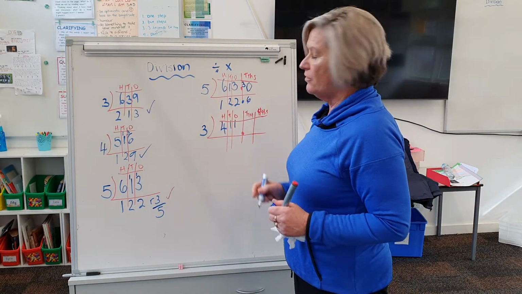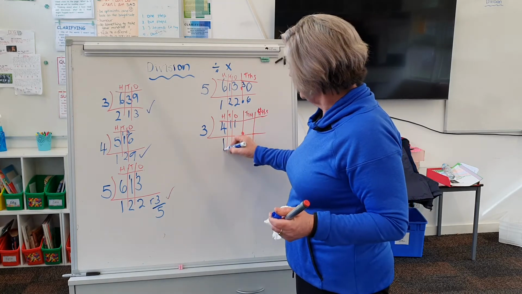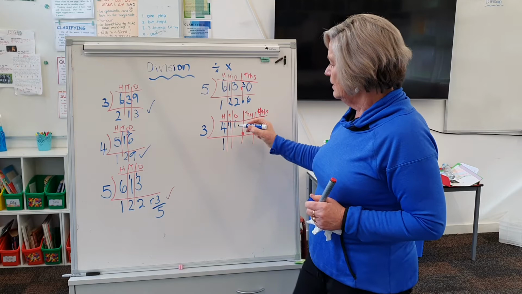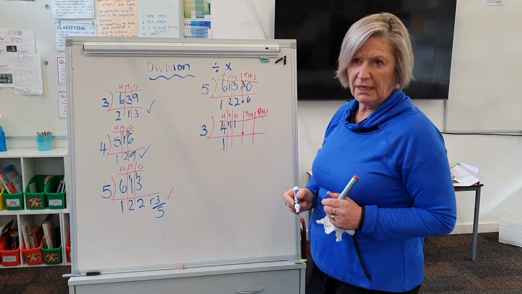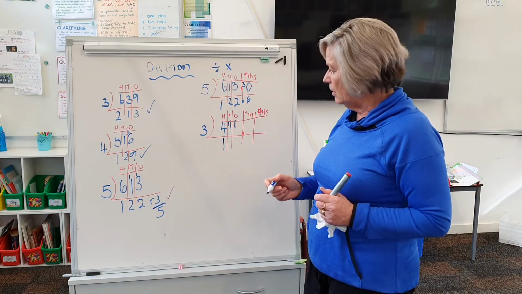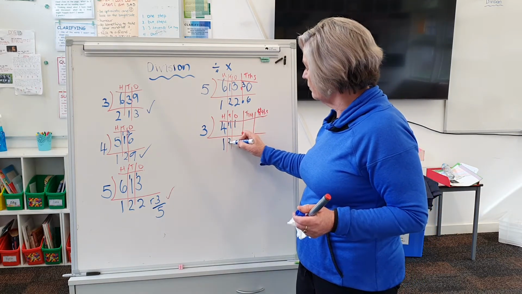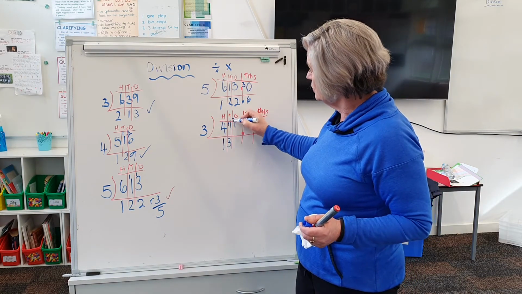4 shared between 3. Well, we know that they'd get 1 each and 1 left over. So I'm going to put 1 lot of 100 in the tens column. 11 shared between 3. 3 threes are 9, 4 threes are 12. So it can't be 4, it'd have to be 3. 3 threes are 9 and 2 left over.